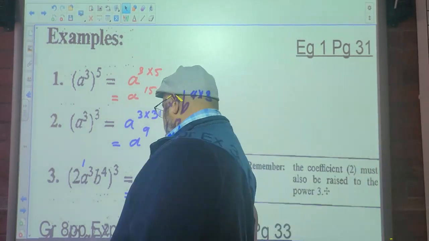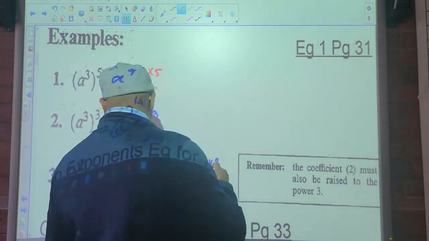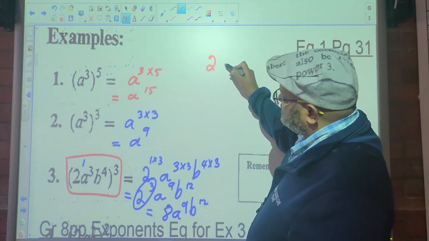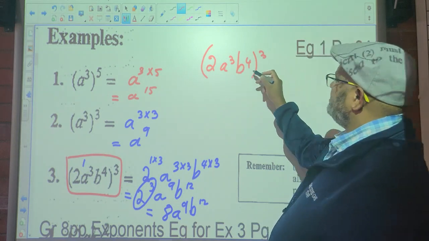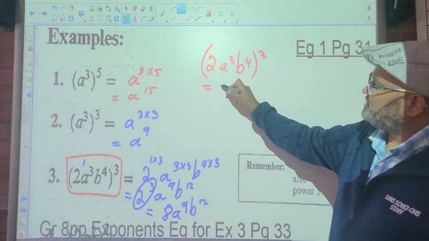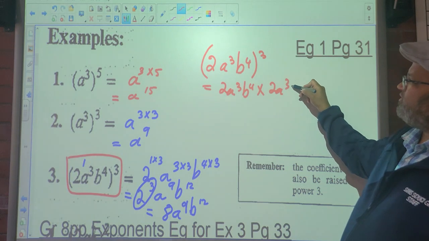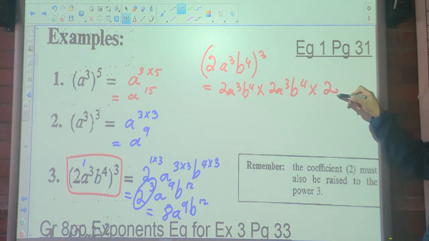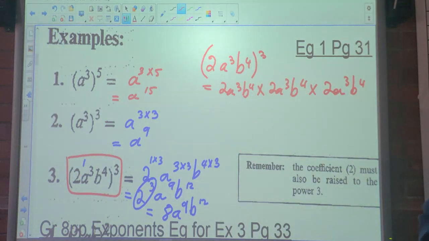For those of you who were taking a bit long to see or understand what's happening here, let's look at this. If I had applied my initial thought, if I got 2a cubed b4 raised to the power 3, what does this actually mean to us? This means it's going to be 2a cubed b4 multiplied by 2a cubed b4 multiplied by 2a cubed b4. We're multiplying the bracket 3 times out. Not so. But everything inside the bracket must be multiplied by the rest.